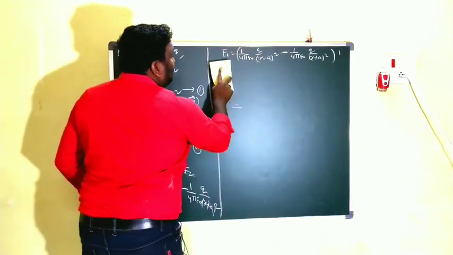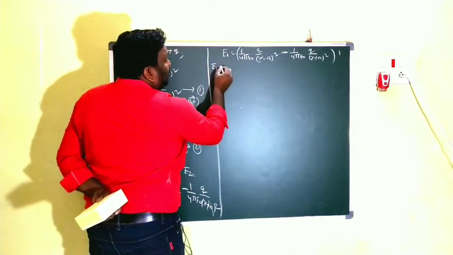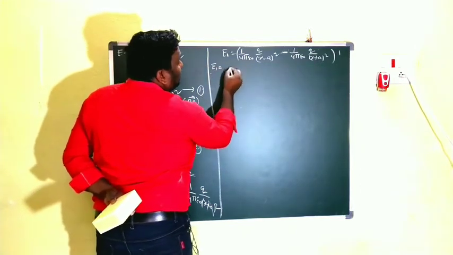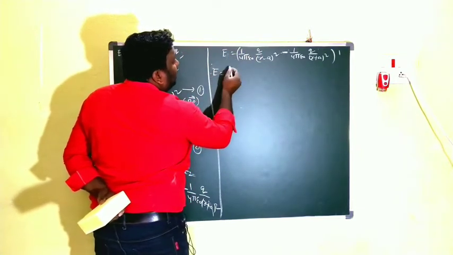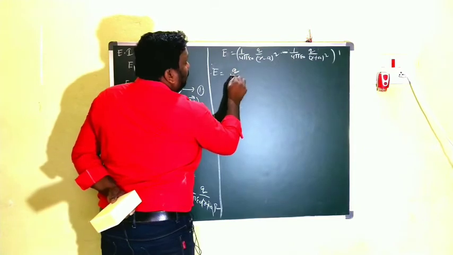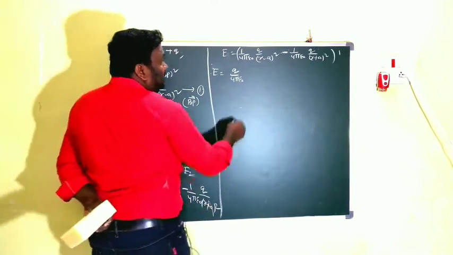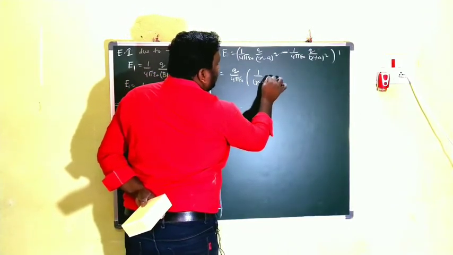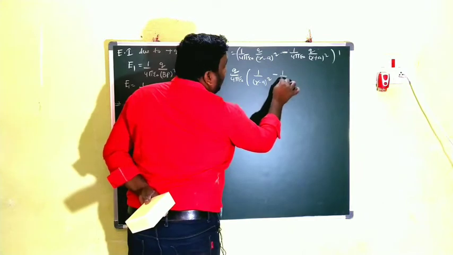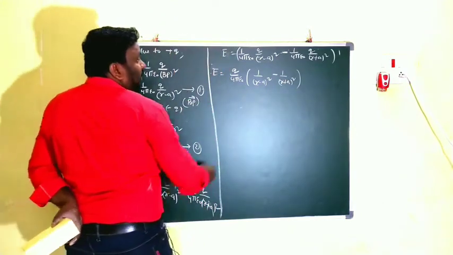So from that I am taking E is equal to, what is the common here? q by 4 pi epsilon naught is common. Then what do you have? 1 by (r minus a) whole square minus 1 by (r plus a) whole square. Clear? Now we have to derive like this.